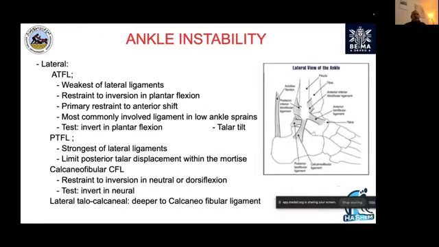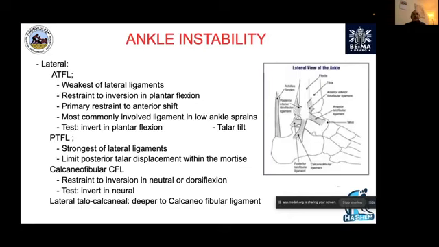On the lateral side, you have the ATFL, the anterior talofibular ligament, which is the most commonly injured ligament in the lateral ankle ligament complex. It's the weakest of them. It extends from the anterior colliculus of the lateral malleolus into the neck of the talus, and it mainly restrains against inversion, and it works more when the ankle is in plantar flexion. That's why we examine the anterior drawer while the ankle is in plantar flexion.